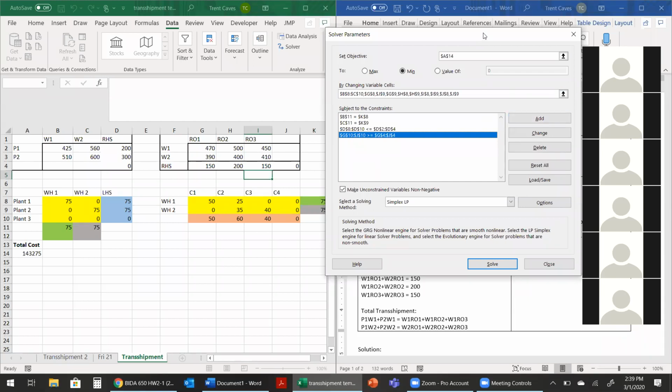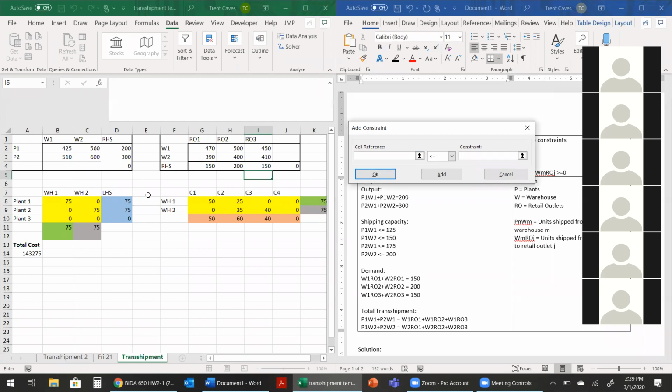We have 4 additional demands, and these correspond to our shipping capacity demands. So we need to add them, and our shipping capacity demands refer to cells B8 to C9. So B8 is the shipment from plant 1 to warehouse 1. And that constraint is 125, right? Plant 1 has a shipping capacity of 125 to warehouse 1.